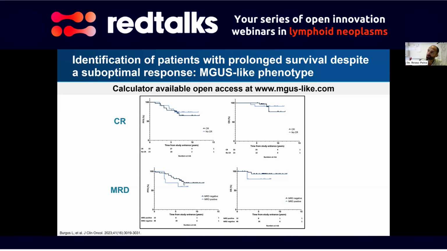And some may remember that, in fact, the whole purpose for us to develop the MGUS-like classifier was precisely to identify patients that are suboptimal responders but nonetheless may enjoy long-term survival. And we believe this will be more and more important because, as you may know, there are now many ongoing clinical trials in which patients are being treated according to MRD, and there are trials intensifying or prolonging treatment based on persistent MRD.